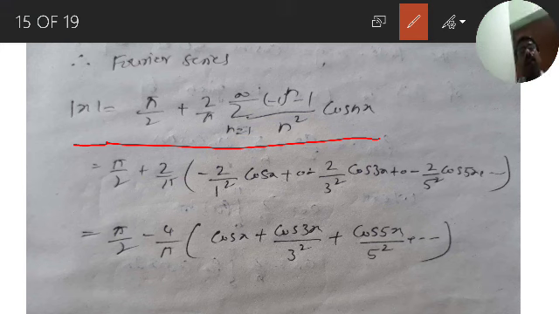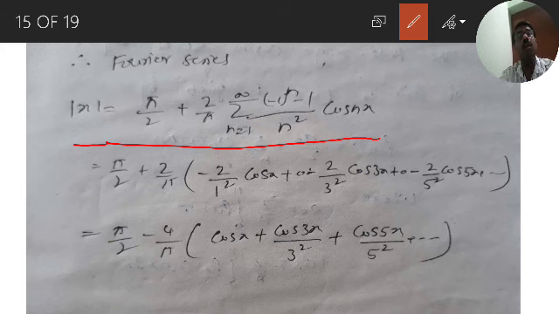We got mod x is equal to pi by 2 plus 2 by pi into sigma n is equal to 1 to infinity, minus 1 whole power of n minus 1 by n square into cos nx. That is our mod x.